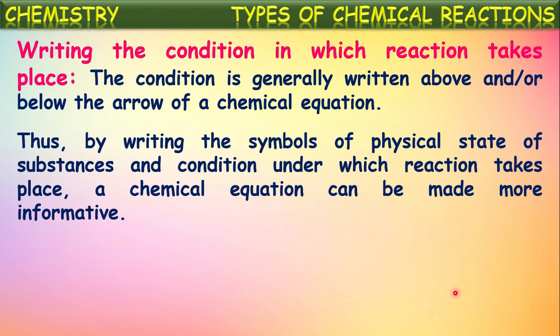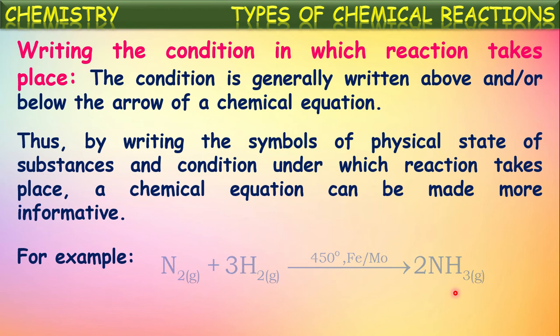Thus, by writing the symbols of the physical states of the substances and the conditions under which the reaction takes place, a chemical equation can be made more informative. Not just the symbols and formulas of the participating components, but also the physical state symbols and the conditions necessary for the reaction. If these are all represented in the chemical equation, then that equation will be more informative. For example, if you see the reaction between nitrogen and hydrogen in the formation of ammonia, the complete information is given by this equation.